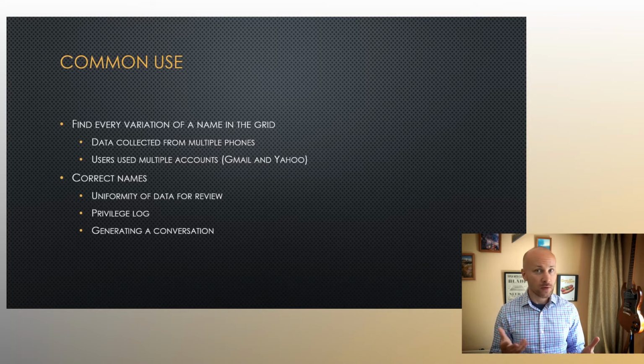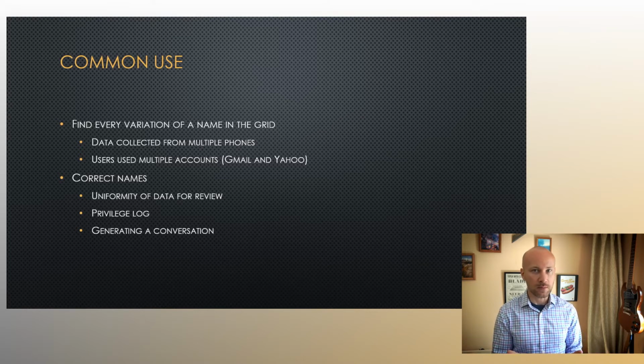Sometimes you can collect data from multiple phones, different devices, computers, laptops, or just multiple phones. Or people could be using different emails. Somebody could be using work email, Gmail, Yahoo. And here you can find all the variations of those either phones or emails. And then, of course, you can correct them. You can create a new name that is consistent between multiple devices and emails.